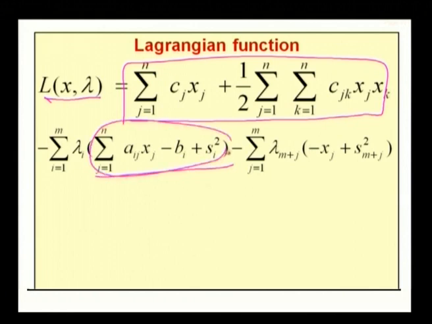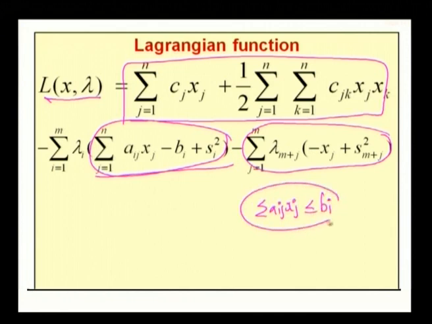This is nothing but the given set of constraints, and minus double summation lambda mj times minus xj plus s squared mj. This equation corresponds to the non-negative constraints. Given the QPP involving a linear inequality constraint, summation aij xj less than or equal to bi, this can be written as summation aij xj plus si squared minus bi equal to 0, where si is a slack variable.